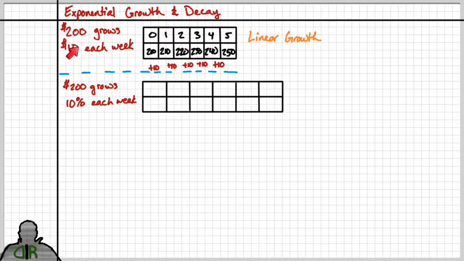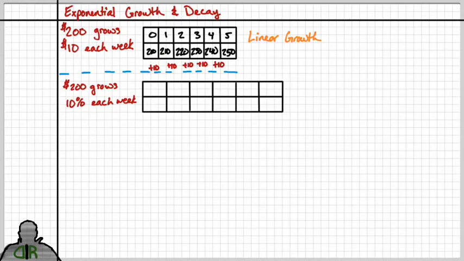Let's take the same sort of deal here, but instead of it being $10 each week, we're going to say that it's growing 10% each week, and this is going to give us a little bit of a difference. So notice that up here, it's 200. We grew it by 10, and it turned into 210. We would add another $10 to it, and it would become 220. So we're adding 10 to 210 to get 220. It's not like we're adding 10 to the original amount. It's adding $10 to the new amount.